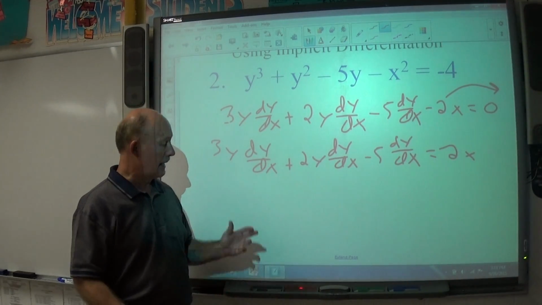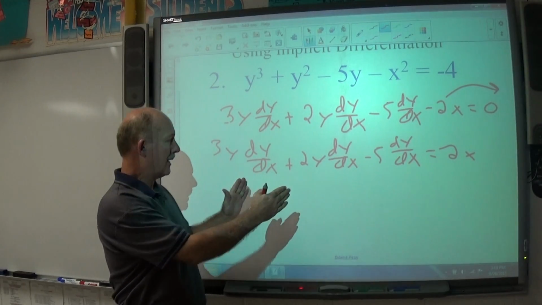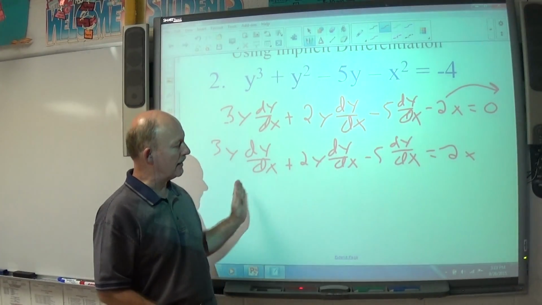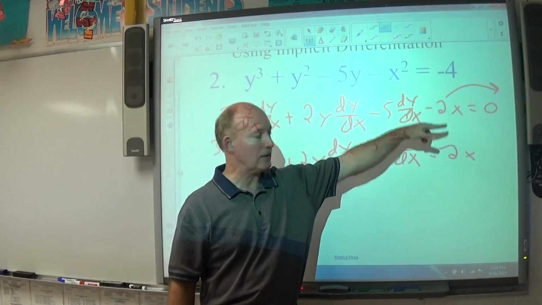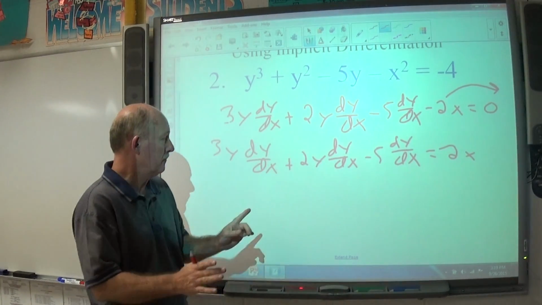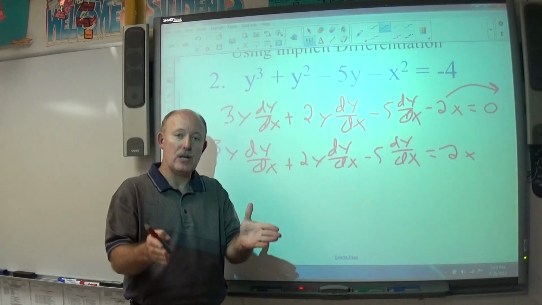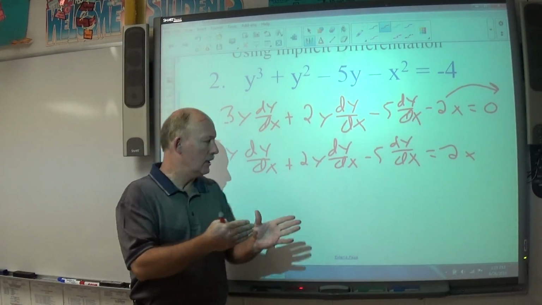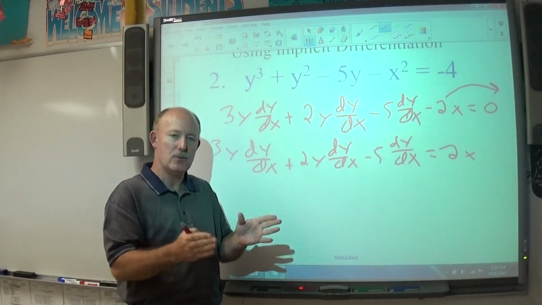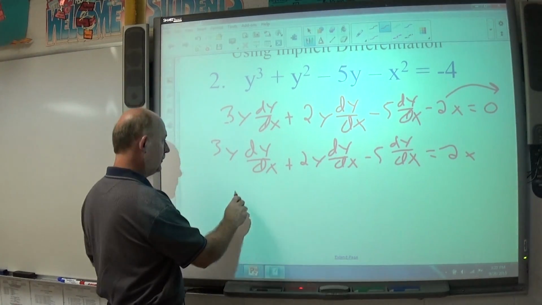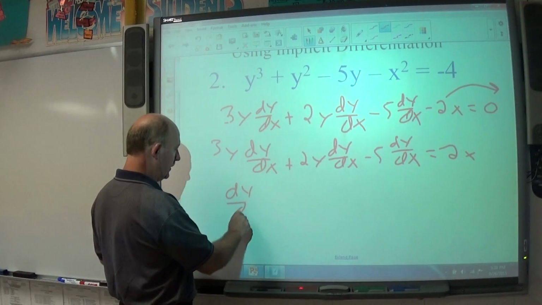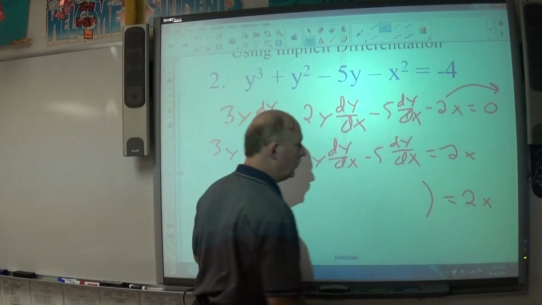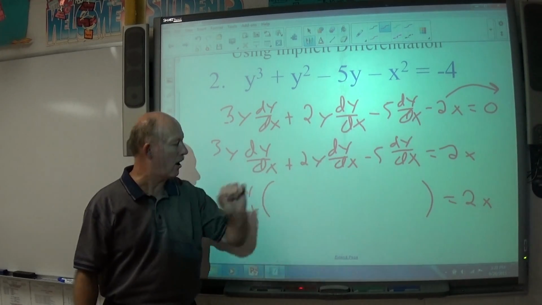Right. Now, notice we've got 3 terms that have dy dx as a factor. Those are all on the left-hand side. We move the minus 2x to the right side. It becomes a plus 2x. Now, the last step, we have to factor dy dx. If you have more than one term that has dy dx in it, you've got to factor dy dx off. So let's do that. So factor dy over dx. That'll be equal to 2x. So we've got to factor dy dx off each of those terms.